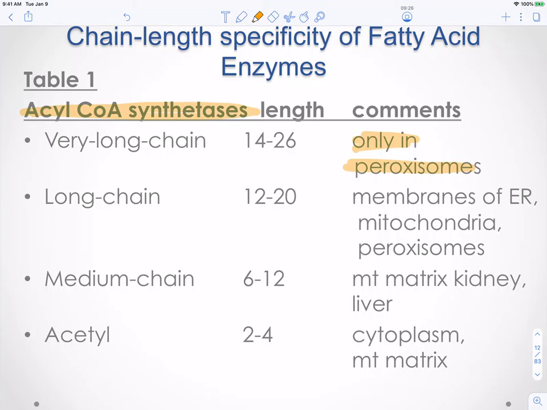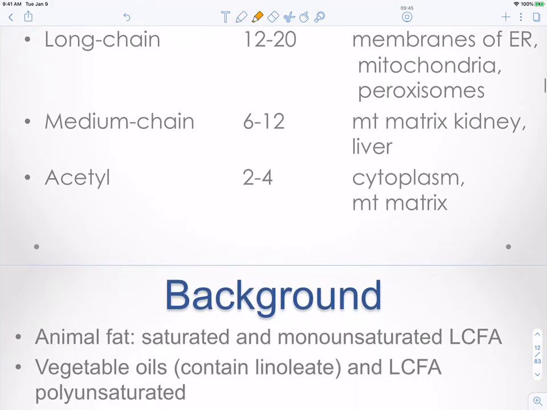Medium-chain fatty acids are also going to be in the mitochondrial matrix of the kidney and liver, primarily because medium-chain fatty acids are going to be used primarily by your liver and kidney cells. And then your cytoplasm and mitochondrial matrix have synthetases that will work on acetyl groups.